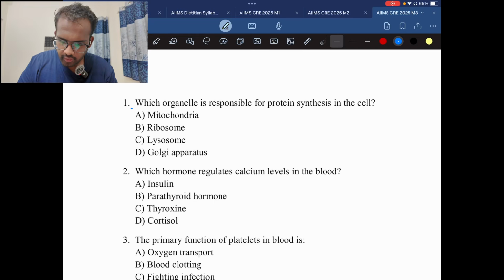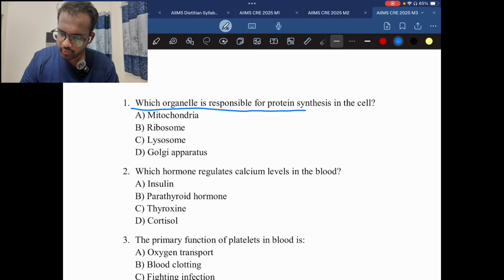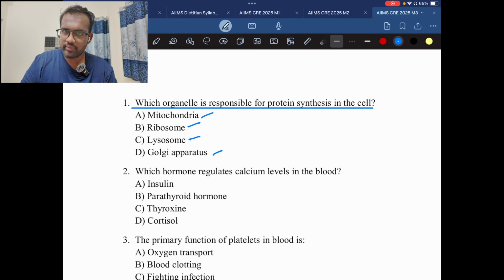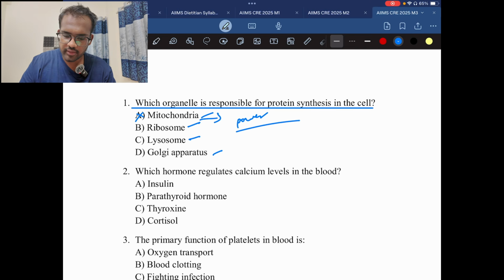First question: which organelle is responsible for protein synthesis in the cell? Mitochondria, ribosomes, lysosomes, Golgi apparatus. So if you don't know the answer, first eliminate the options. Mitochondria, it's a very easy answer that everyone knows, it is the powerhouse of the cell. Okay, so this is not the answer.